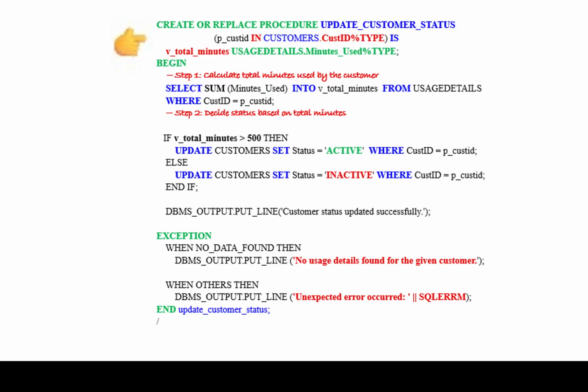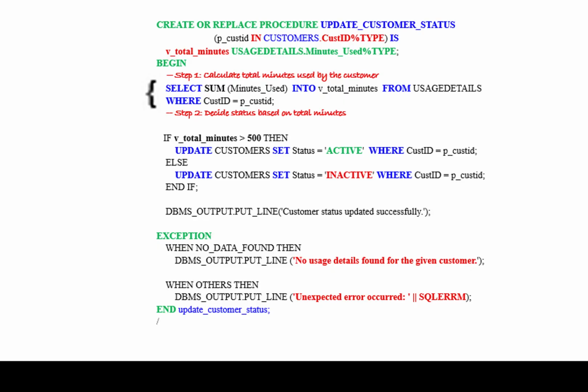Declaration section after is keyword. v_total_minutes usage_details.minutes_used%type. Now students, this is our local variable. v_total_minutes, this variable will store the total minutes used by the customer. Why do we need this variable? Because select into stores result into a variable. Sum always returns one value.